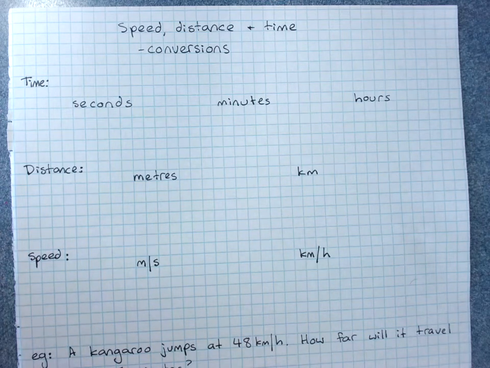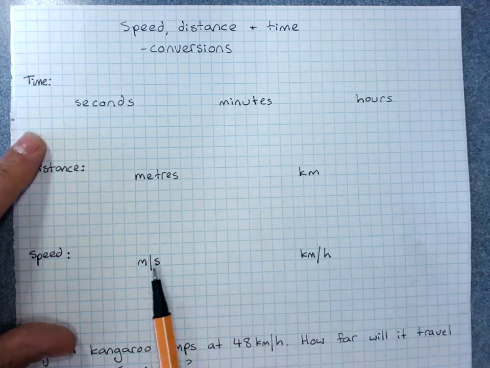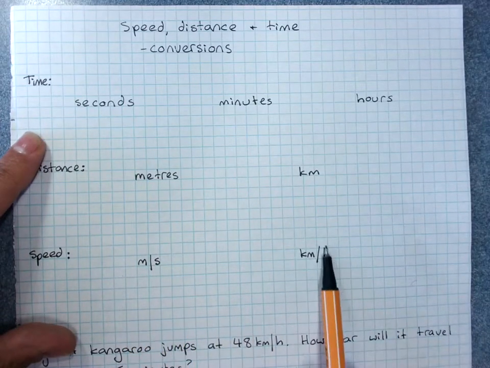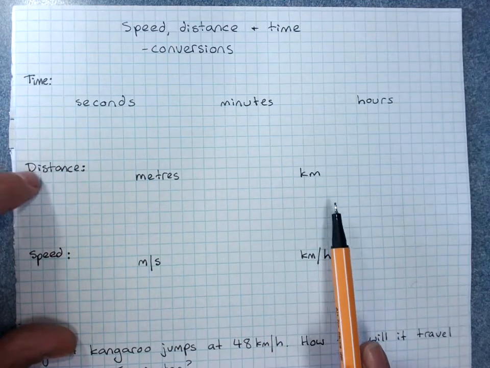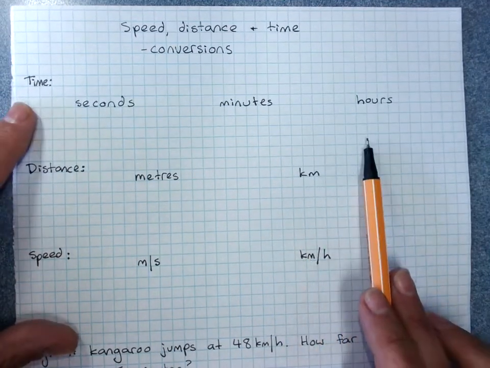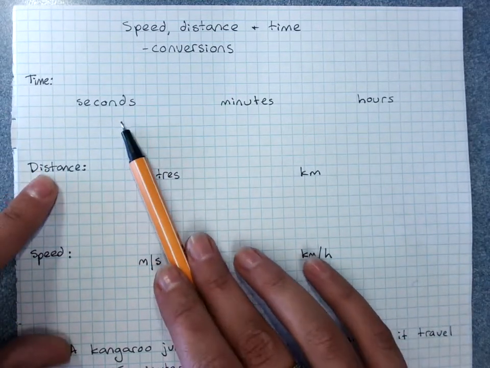Distance and time, we're looking at conversions. So just a little set of steps to help you convert, because you'll remember that we said our speed can be measured in meters per second and kilometers per hour. If it's kilometers per hour, then our distance is kilometers and our time is hours. If it's meters per second, our distance is meters and our time is seconds.